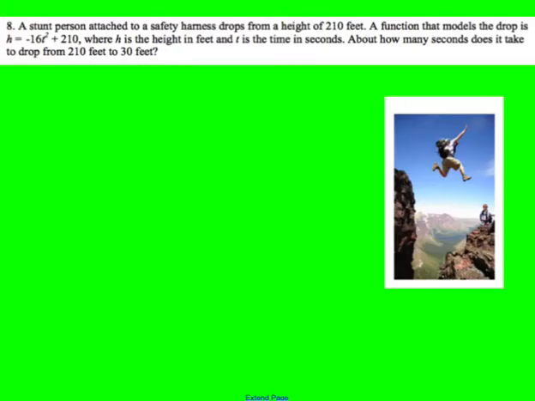Let's take a look at this one. A stunt person is attached to a safety harness and drops from a height of 210 feet. So here's that 210 feet. Then they're going to jump off and they're going to go downwards. Okay, so that's the motion. And if you were to completely fill this out, you would have a parabola. So we can model that using parabolas. So to figure out when it gets to a certain height, we can use the quadratic formula. It asks us how many seconds it takes to drop from 210 to 30 feet.